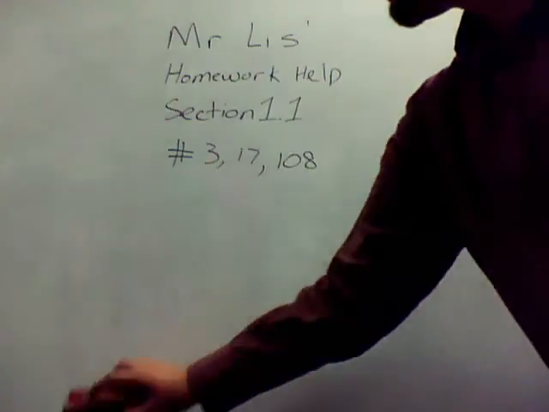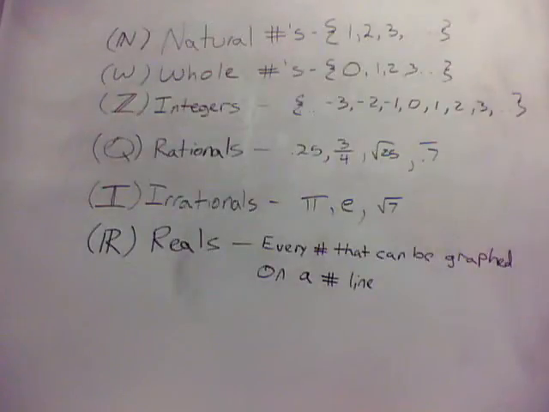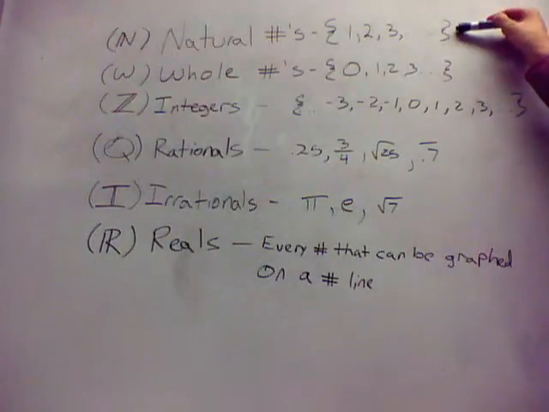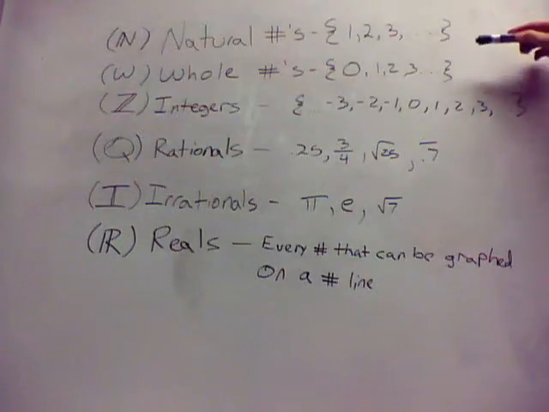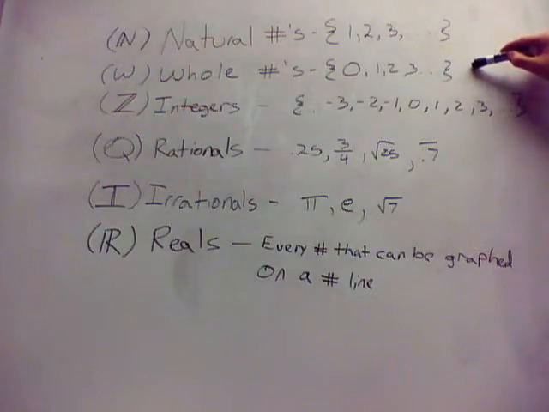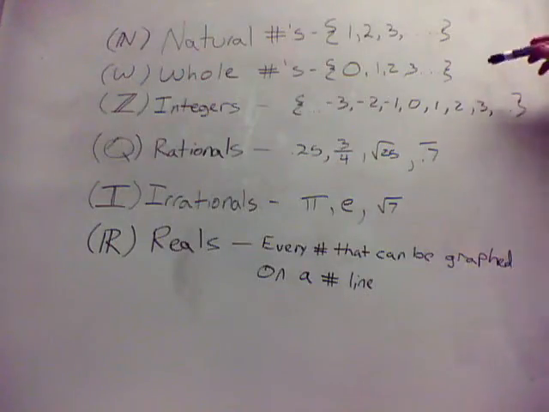Number 3 states, what sets does the number pi belong to? The sets that we discovered in class are the naturals, which is numbers 1, 2, 3, like the counting numbers, what you learned back in kindergarten. The whole numbers, which is all the natural numbers, including 0. The integers, which is all of the whole numbers, including the negative numbers.